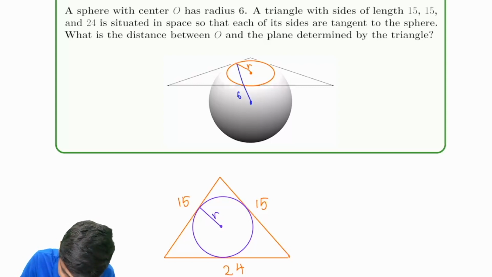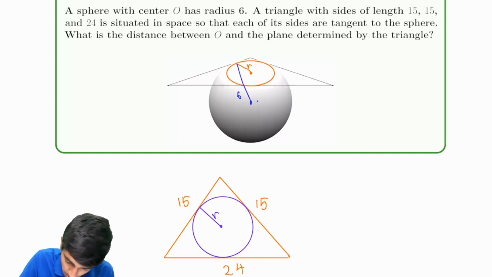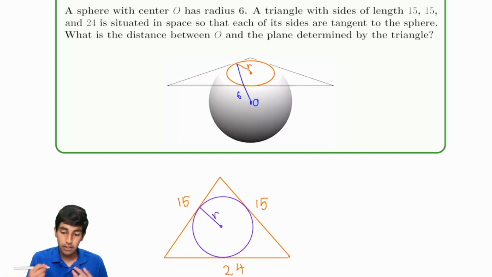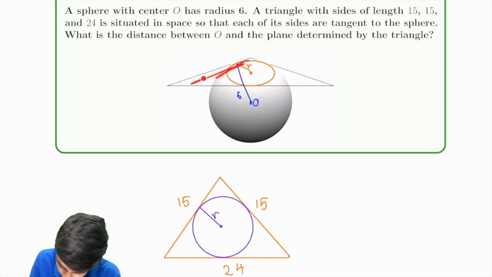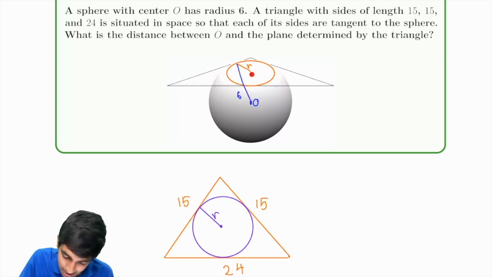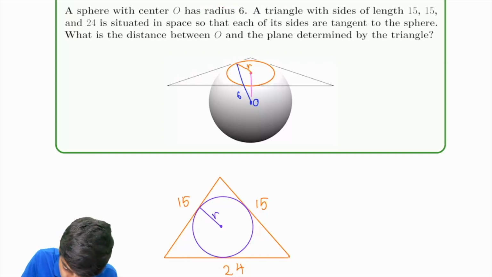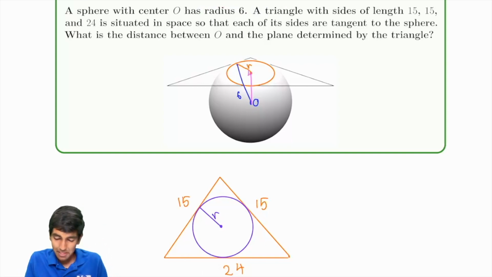This is 6. And really, what is it asking? It's asking for the distance between O and the plane determined by the triangle. So this plane, really. It can be a little bit counterintuitive if you're new to 3D geo, but these two lines, if you connect O to the center of this orange circle, let's draw that line, it's going to form a right triangle. Now you might be like, that doesn't look right at all.